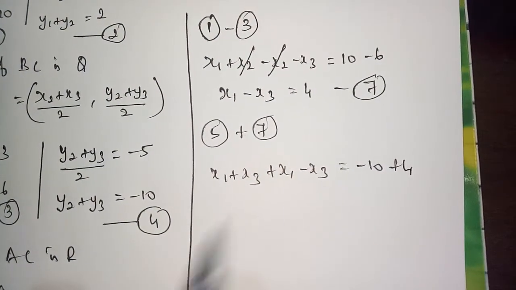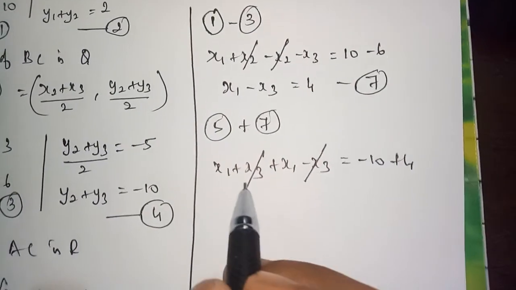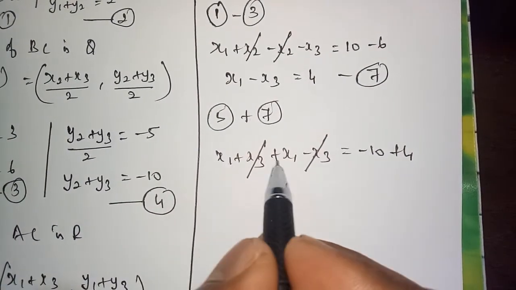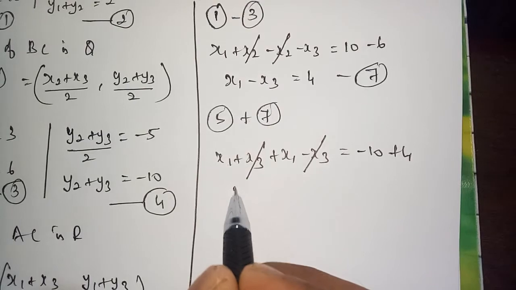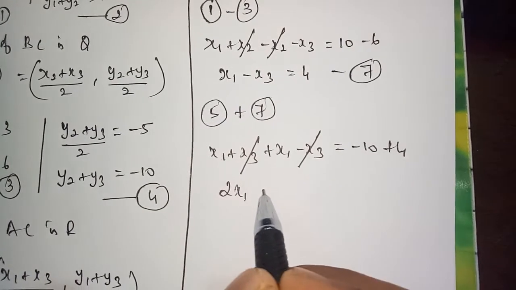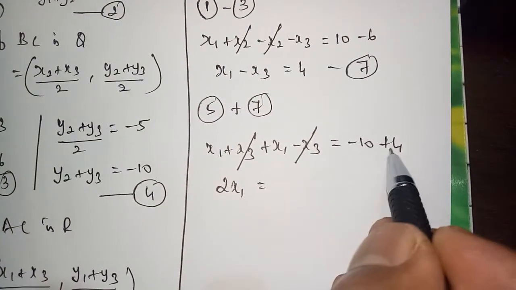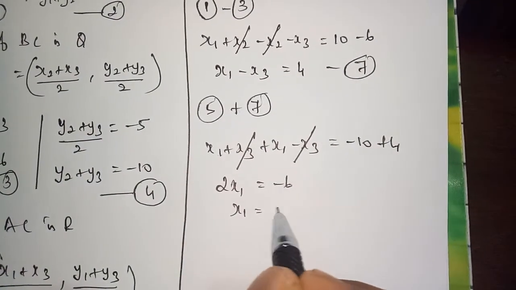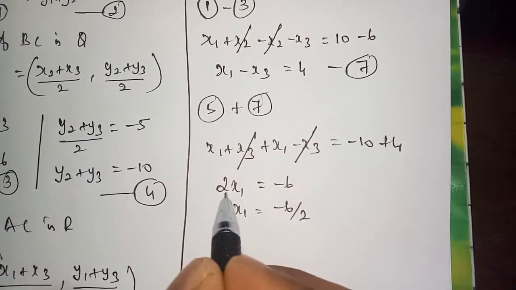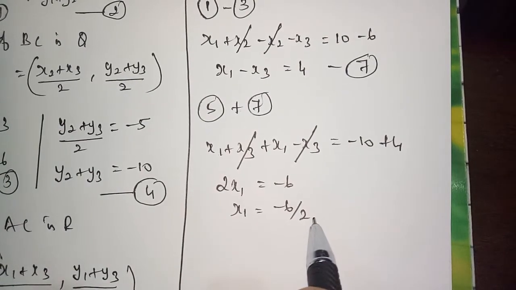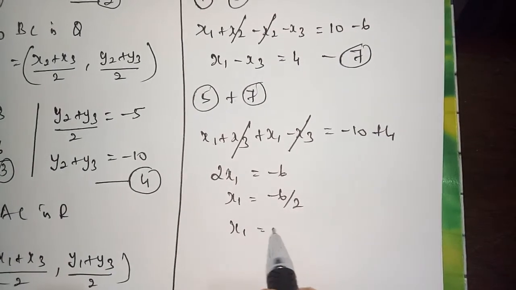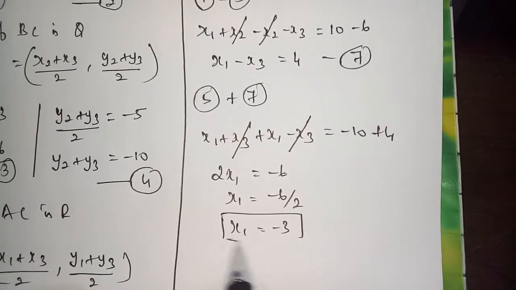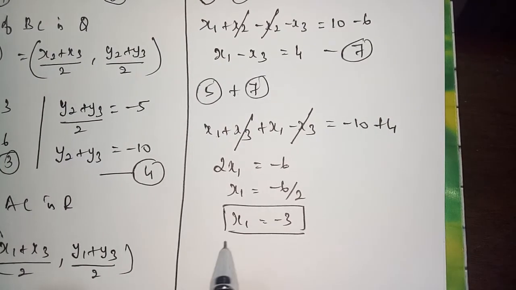Now x3 and x3 will get cancelled. What is remaining? x1 plus x1. So x1 plus x1 is 2x1. That is equal to minus 10 plus 4 is minus 6. So x1 is equal to minus 6 by 2. This is a multiplication, so it goes to the right hand side to the denominator. So x1 is equal to minus 3. So now we got the value of x1.